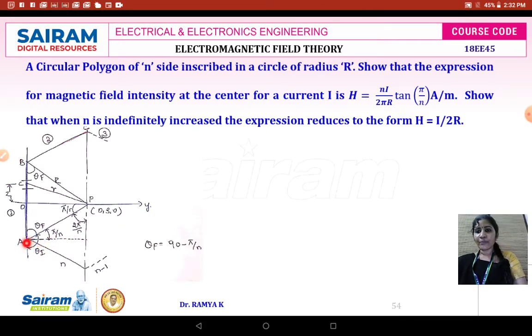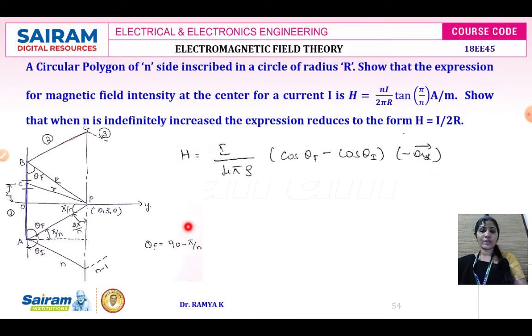The angle from it is theta I, and this is going to be 2 pi by n. 2 pi is nothing but 2 into 180 degree divided by number of n. So the angle of one equilateral triangle is made as 360 divided by the number of sides. The number of sides we don't know, so we are writing it as 360 divided by n. Therefore, here we will be getting pi divided by n. Therefore, theta f is equal to 90 minus pi by n. The general formula for deriving the expression is H is equal to I divided by 4 pi rho cos theta f minus cos theta I into minus ax vector.